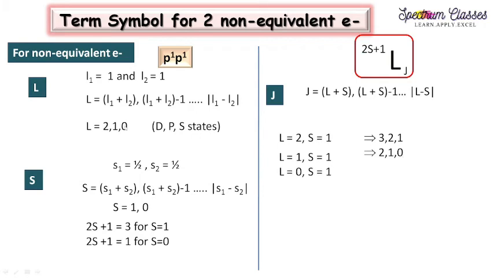The third case is L is equal to 0 and S is equal to 1. We get the value equal to 1. Similarly, for L is equal to 2 and S is equal to 0, we are having 2, and for L is equal to 1, S is equal to 0, we are having 1, and for this we are having 0.